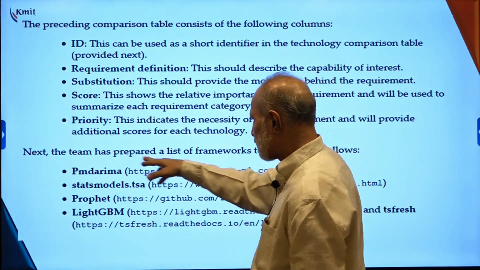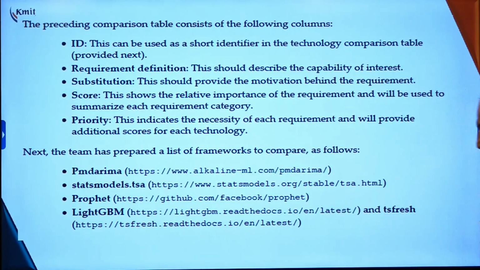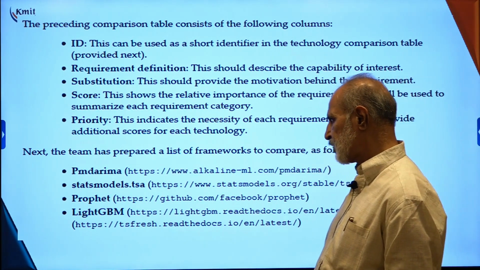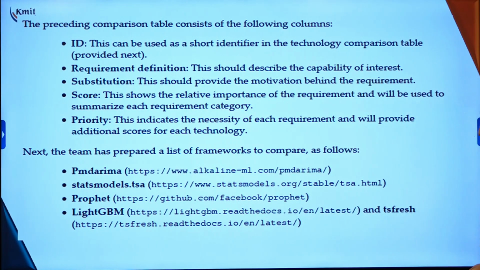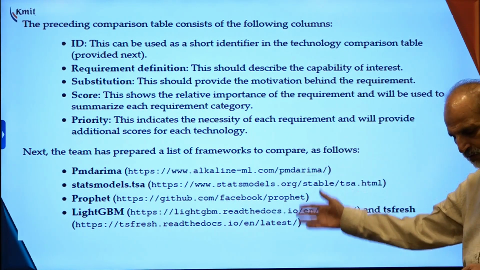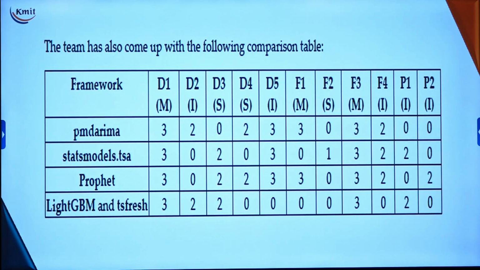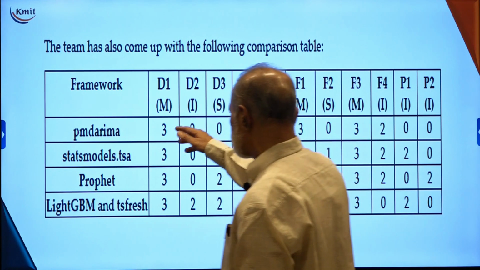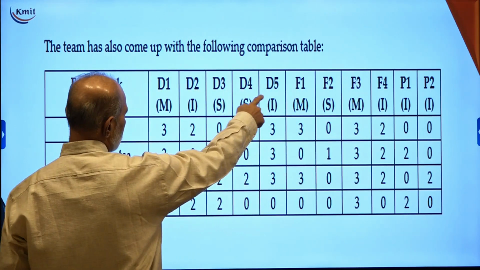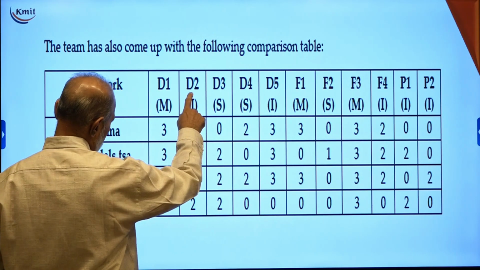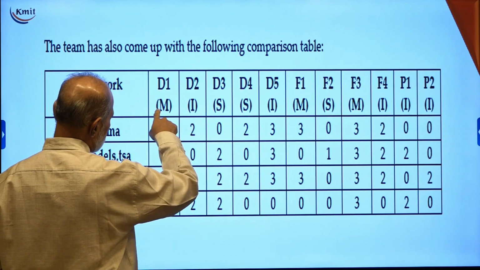Now the team has prepared a list of frameworks to compare, like I am using pmdarima, I am using statsmodels.tsa, I am using Prophet, I am using LightGBM. So these are the frameworks which are used for my stack operation. So if I use these, then I have just now said D1, D2, D3, D4, F1, F2, F3, F4 and P1, P2 as mandatory, important and supplementary.